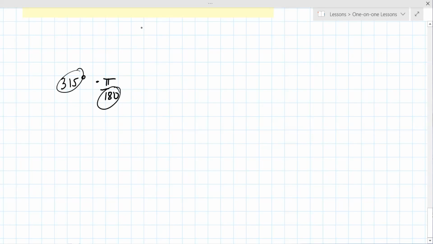If you've got a calculator, go ahead and grab that and put that in and see what it reduces to. I got 1.75 pi. So that is 7 pi over 4. Press enter, enter, to get it into a fraction. Okay. What is the reference angle for that?